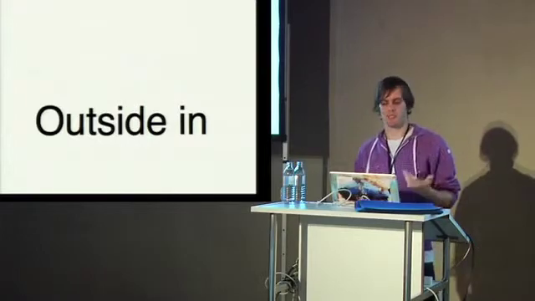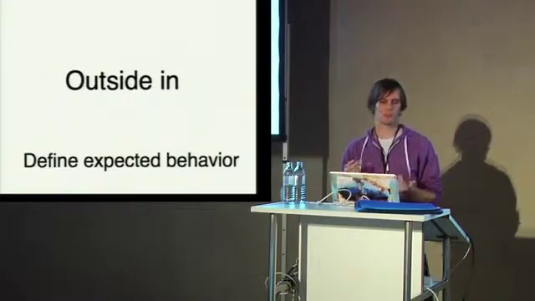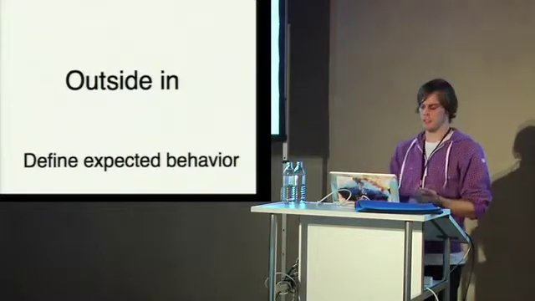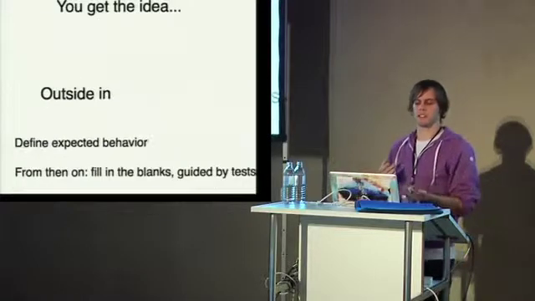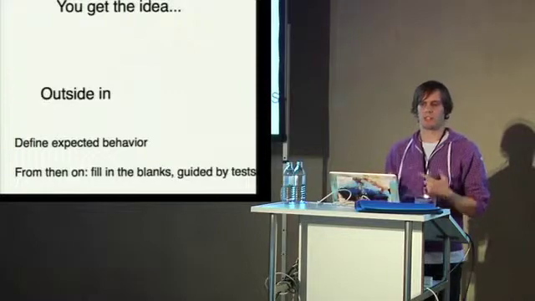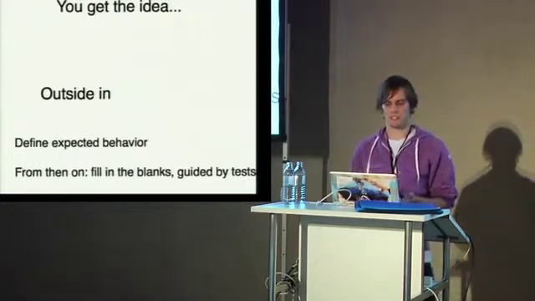So that's the outside-in thing. You start with the feature description. You describe what you want your software to do, or how you want to interact with it. And when you've got that, it's pretty much filling out the blanks, right? You're just running the tests, and it tells you what to do next. Oh, this isn't working. Okay, write a test for it, fix it, next.